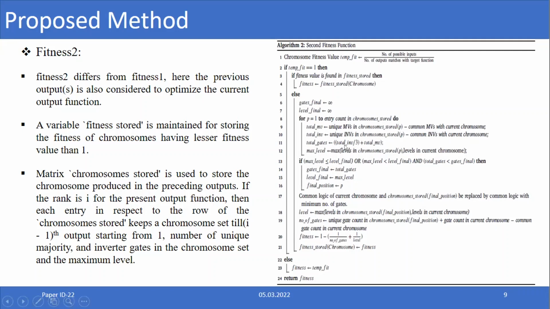In the case of total gate, it is total inverter by 3 plus total majority voter. Again, the same logic I have applied here: the majority voter has 3 inputs, but the inverter has only 1 input. So that's why I have given the priority of total inverter by 3, meaning for 3 inverters, I will count 1 inverter. And after that, I have counted the maximum level by this statement. And now I have checked this if condition. If this if condition is satisfied, then gate final equals total gate, level final equals maximum level, and final position is P. And in that fashion, I have calculated the fitness function 2.